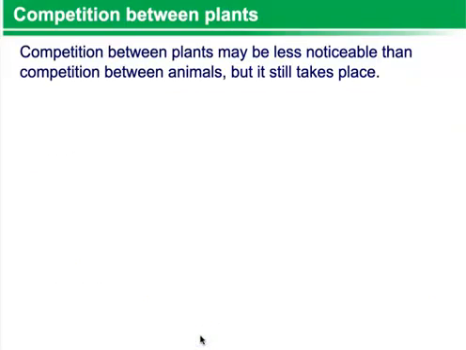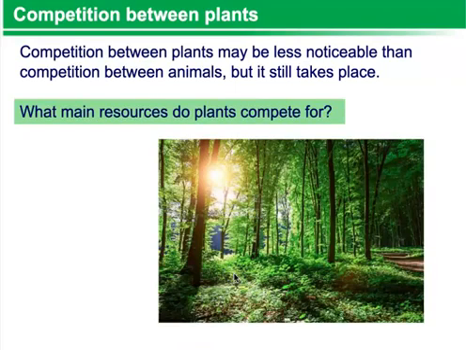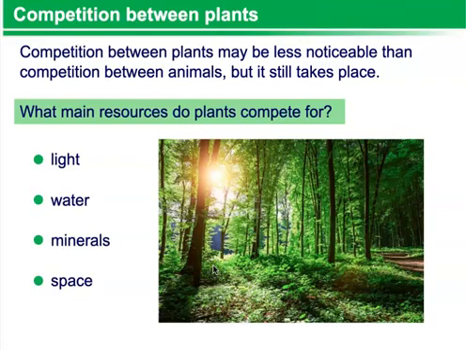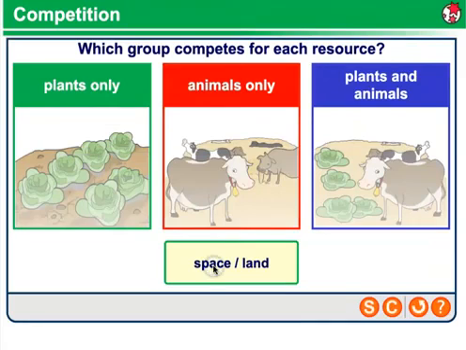Competition between plants. Competition between plants may be less noticeable than competition between animals, but it still takes place. So what main resources do plants compete for? First and foremost, they compete for light. They also compete for water, minerals, and space.